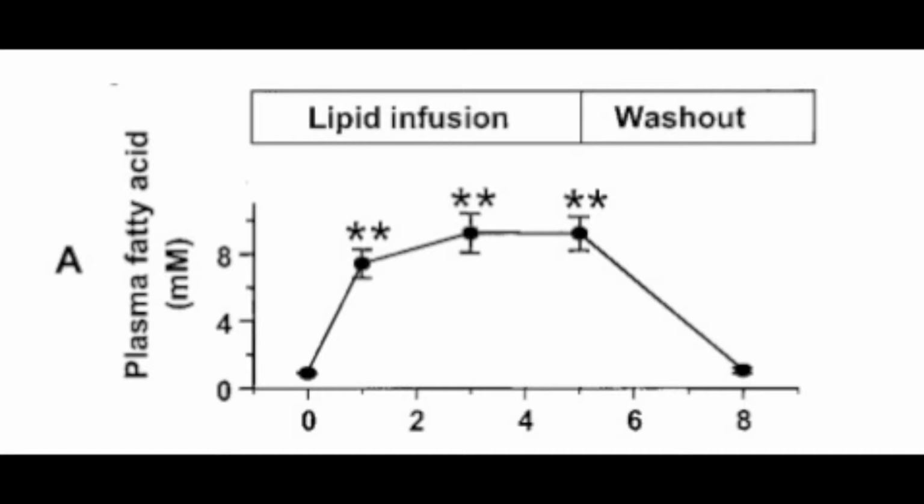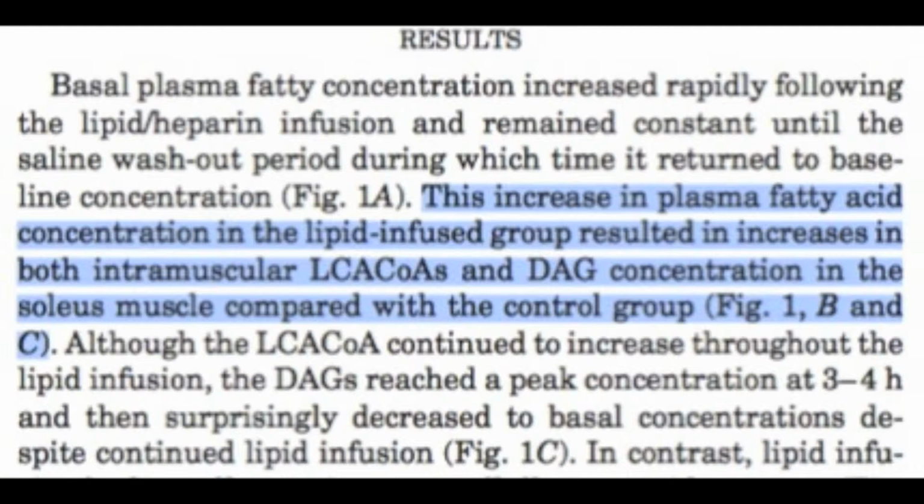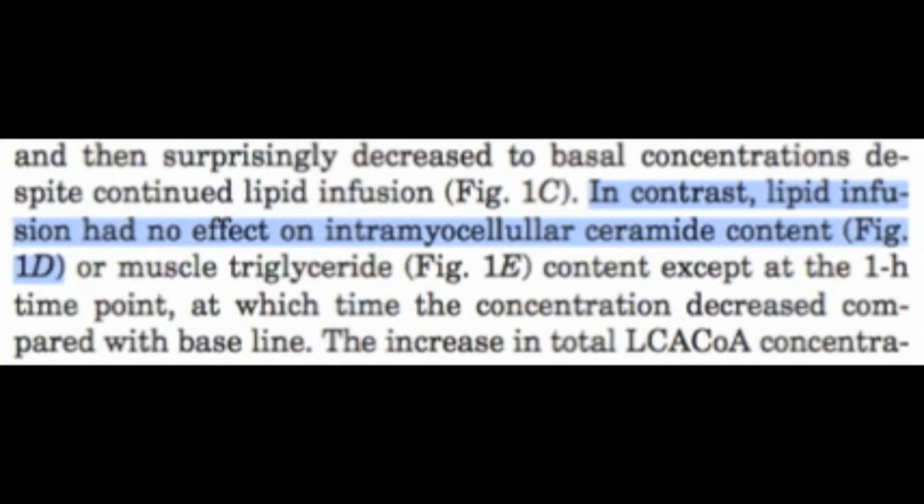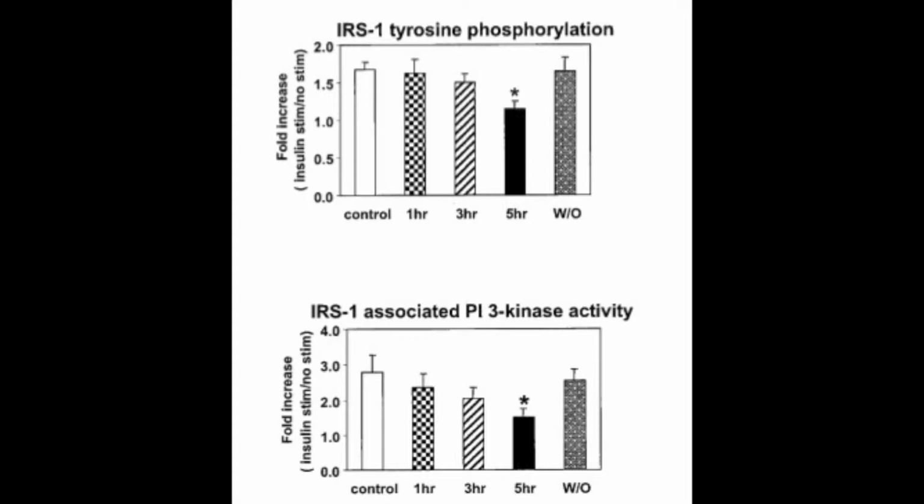DAGs and ceramides were extracted from frozen tissue and then analyzed. The results show that this increase in blood free fatty acid concentration resulted in increased intramuscular DAG concentrations in the soleus muscle compared with the control group. These results are illustrated in Figure 1C of the paper by Yu and colleagues. Yu and colleagues also found that there was no change in intramyocellular ceramide content following lipid infusion. This can be shown by Figure 1D in the study.